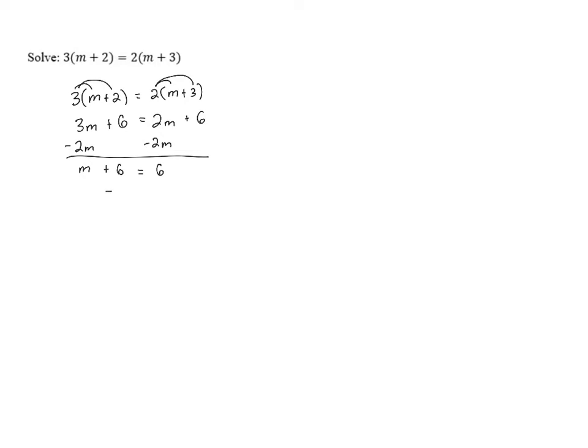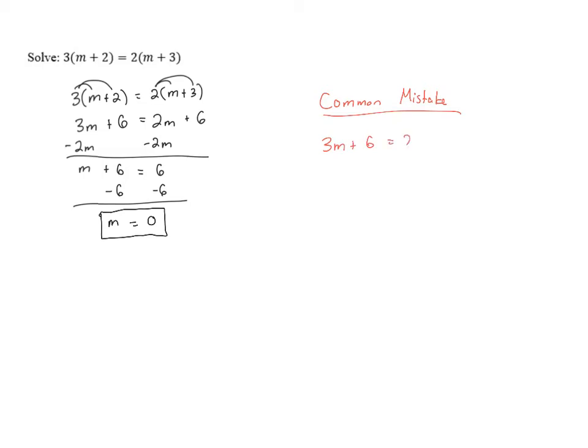Now, to get m alone, we subtract 6 from both sides, and we end up with m equals 0, which is our final answer. I want to point out a common mistake over here. We're going to do the problem again, but we're going to start where we have 3m plus 6 equals 2m plus 6. There's a common mistake that students make here.